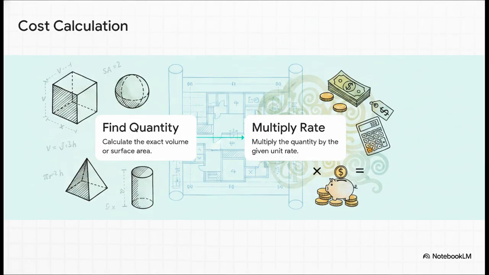Whenever you're facing a problem involving the cost of something, you can reliably use a really straightforward 2-step process. Step 1, you do the geometry. Calculate the exact quantity you need by finding the volume or the surface area.